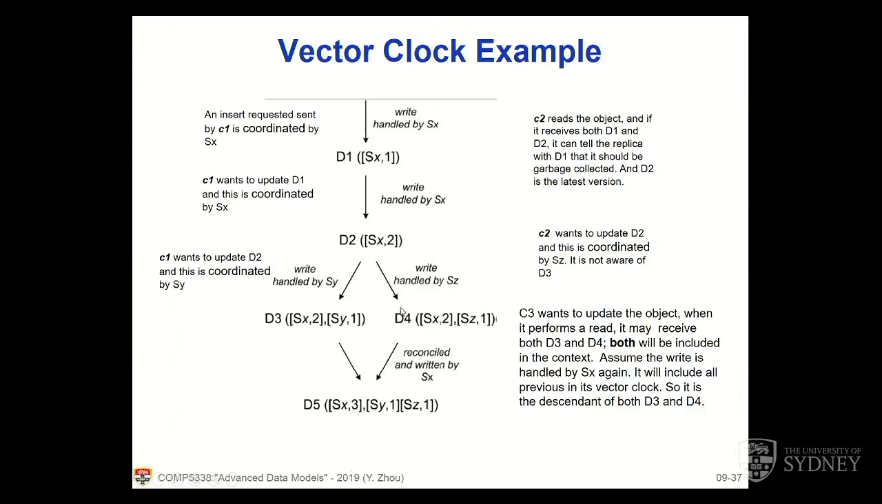So now anyone who receives this will know D5 is the latest. We're branching off and then merging back. That's the reason why we need to send all conflicting versions, and eventually they get merged back.